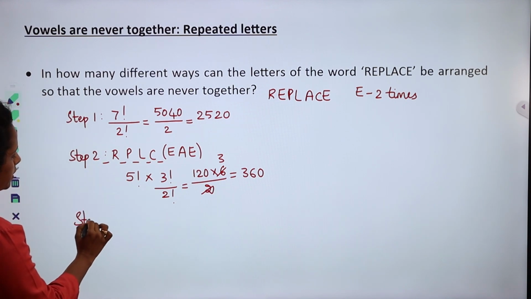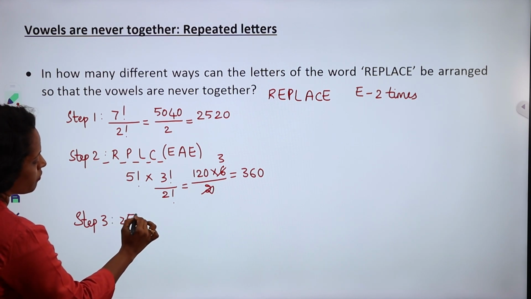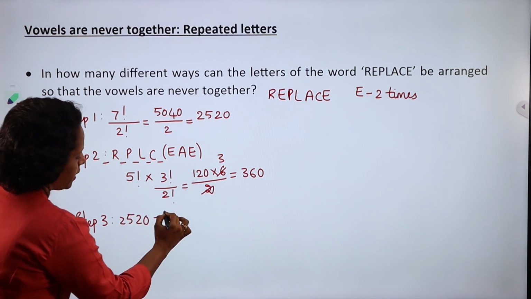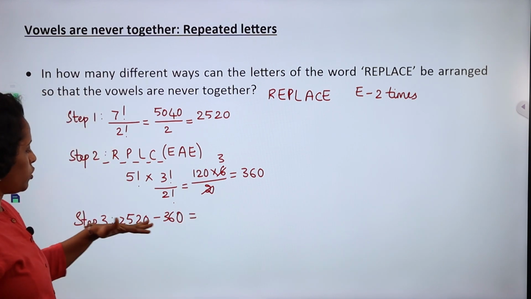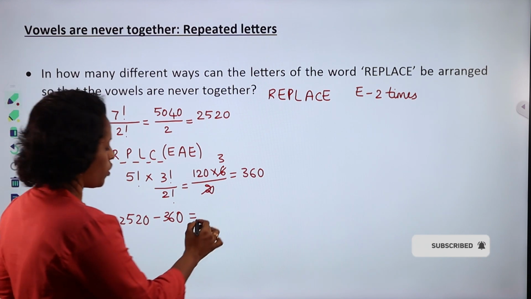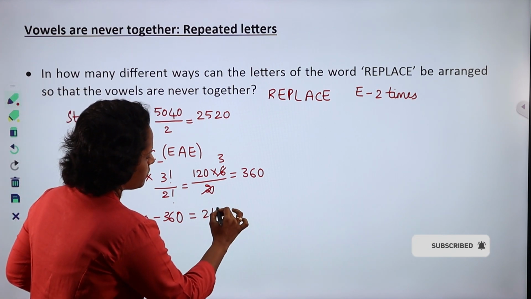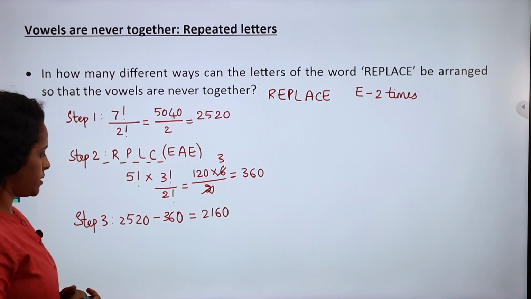Now step 3. Step 3 is step 1 minus step 2. So 2520 minus 360 will be 2160. The answer is 2160.